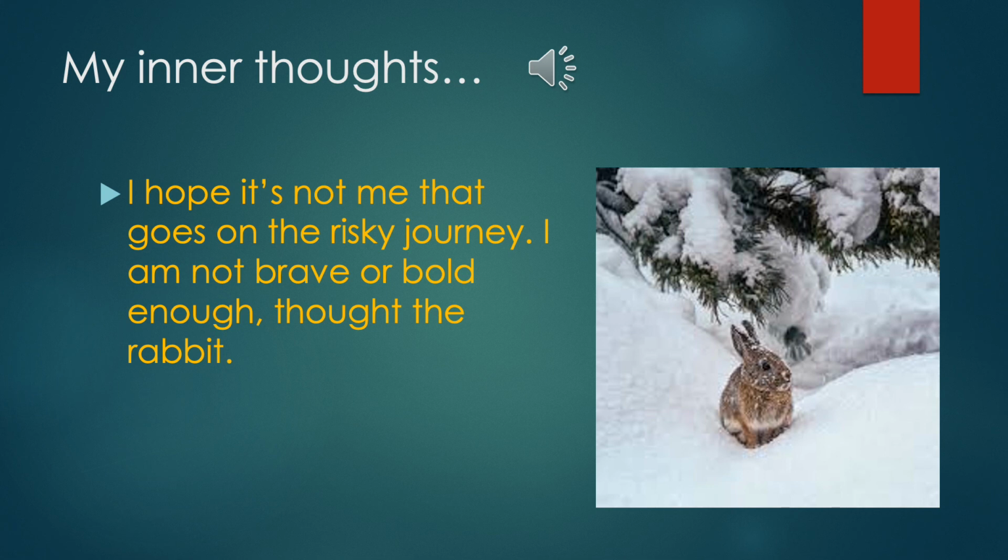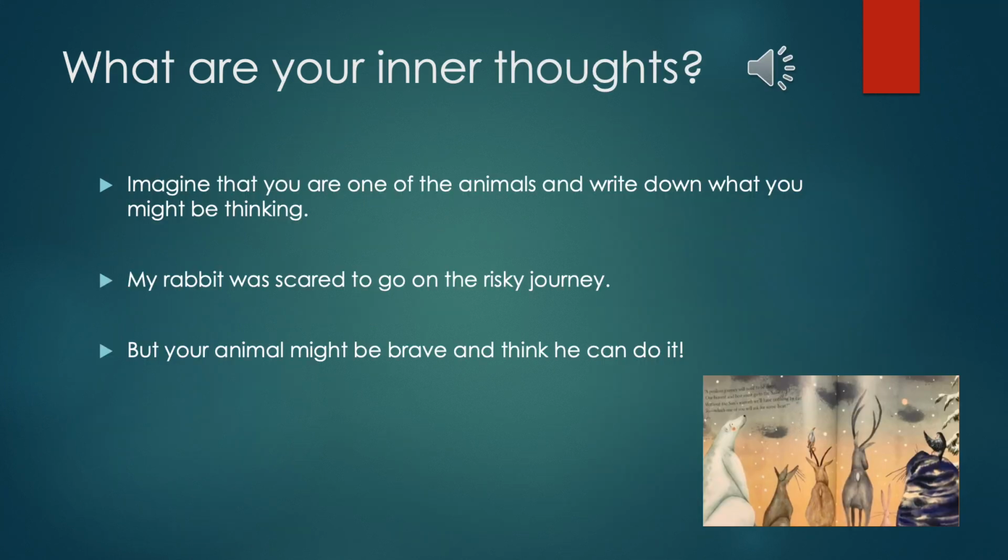So here is my example. I hope it's not me that goes on the risky journey. I am not brave or bold enough, thought the rabbit. So that's what my rabbit is thinking. You choose an animal of your choice now, and I'd like you to write a sentence about how your animal is feeling or thinking. So using your animal idea, write down your inner thought as if you're in the role of that animal. Now my rabbit was scared to go on the risky journey, but your animal might be brave and think that he can do it. So think about how different your animals might be thinking compared to mine, or they might be thinking the same, and write down your inner thoughts.